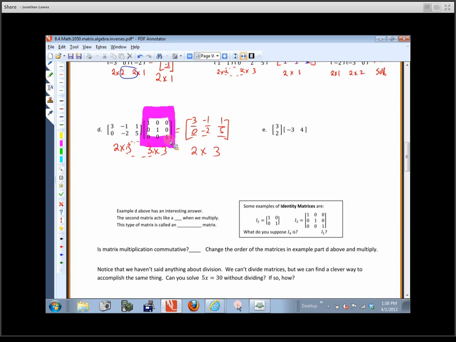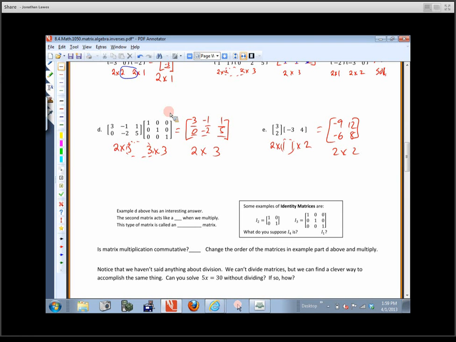I want to make 2 other points. This is a little bit unique. 2 by 1, 1 by 2. Weird. What do you get? You get a 2 by 2. First row, first column, negative 9. First row, second column, 12. Second row, first column, negative 6. Second row, second column, 8. Right? Pretty cool.